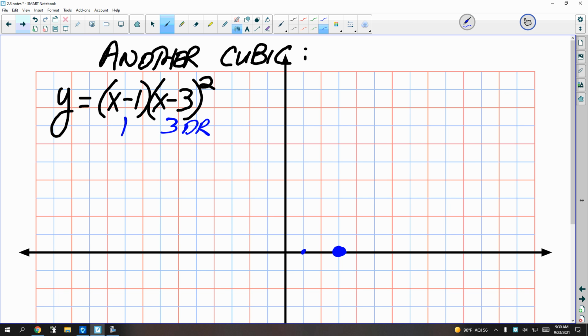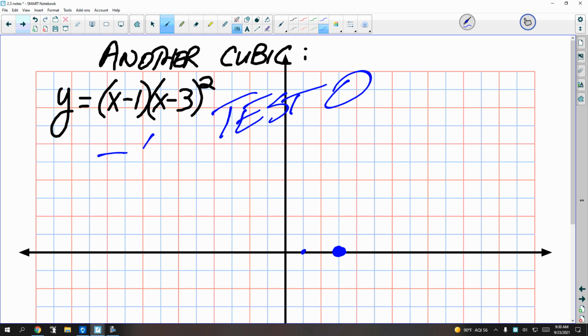Are you ready? So now I'm going to test 0. So it would be a negative, and then it's going to be a negative squared, right? So that's a negative times a positive, which is a negative. So it's going to start low. Picking up what I'm throwing down.